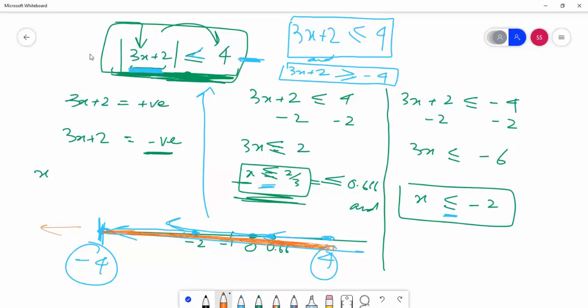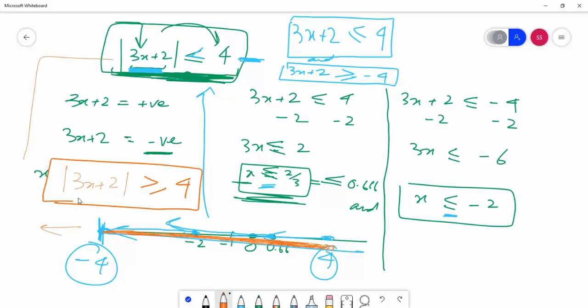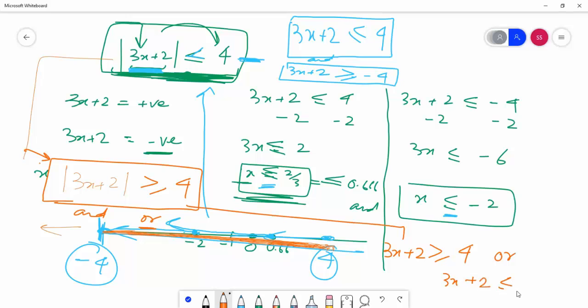But at the same time, if the absolute value of 3x plus 2 is greater than or equal to 4, it's a different scenario. It will not work if you put and here. It will only work if you put or. All those numbers will be taken into consideration which satisfy this inequality when you put or for the two inequalities. It means it will be 3x plus 2 is greater than or equal to 4, or 3x plus 2 is less than or equal to negative 4. And in this condition, the curve will be unbounded.